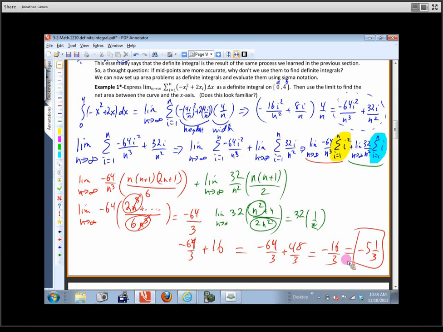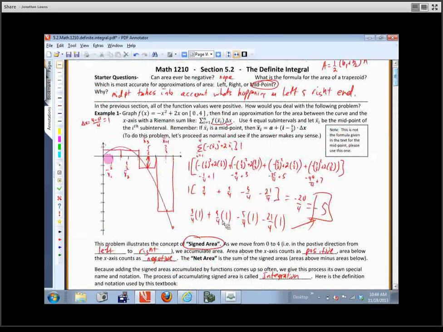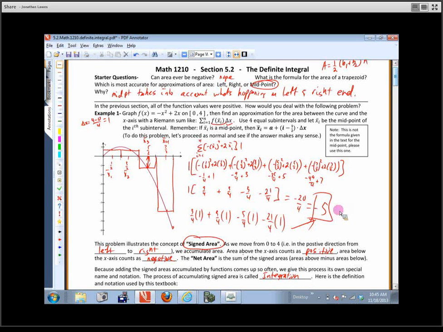Okay, now we got to go back and think about what this means. What does that mean? Our first approximation is 1/3 off. That's the net area. That's the signed area that has accumulated on that function from 0 to 4. So if we slide back up here and take a look at this, the net area that would accumulate here would be negative 5 1/3. What was our guess, using midpoints and only 4 subintervals? Negative 5. We were only 1/3 off, and we only used 4 equal subintervals.